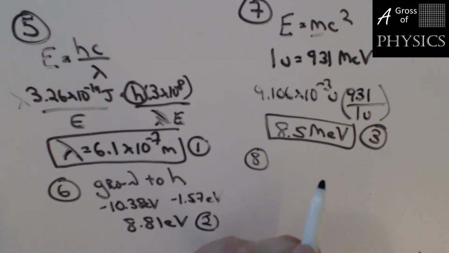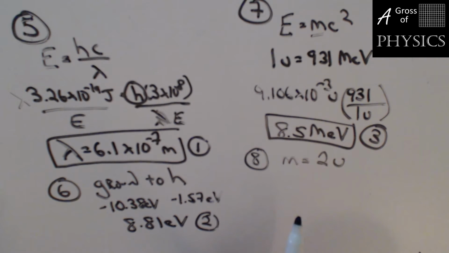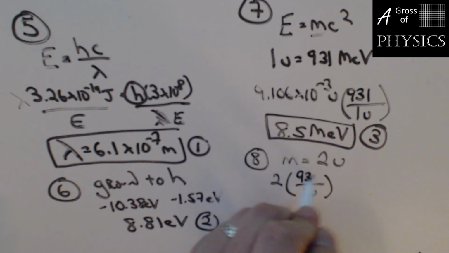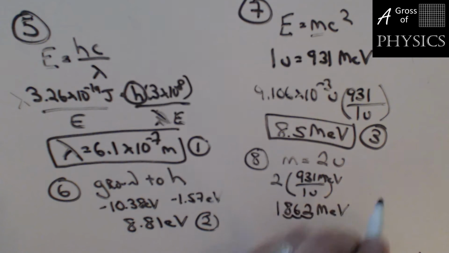We have a similar situation where we have a nucleus converted to energy. And the mass is 2 U's. What I'm going to do is just say 2, 1 U, 931 mega electron volts. So 2 times 931 is 1862 mega electron volts. Now it looks like the closest is 1.9 times 10 to the 3. So that's going to work. And that's choice 4.